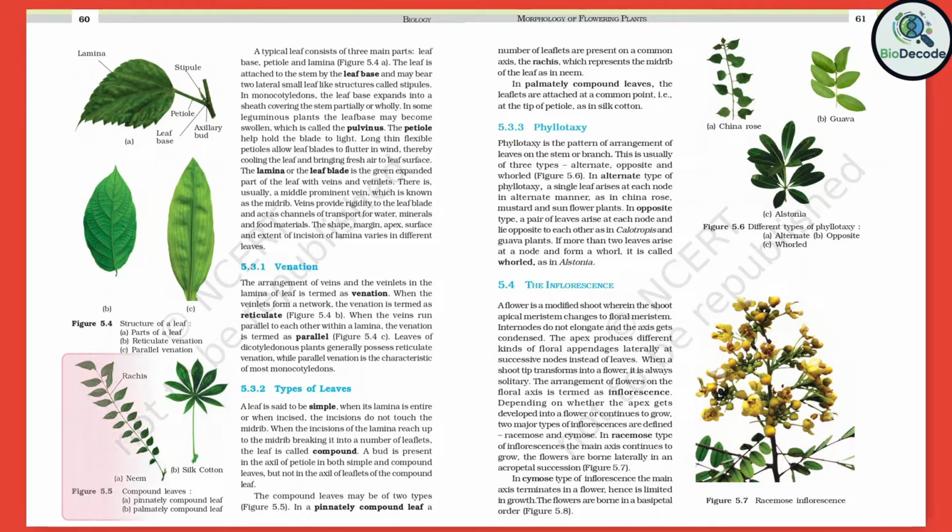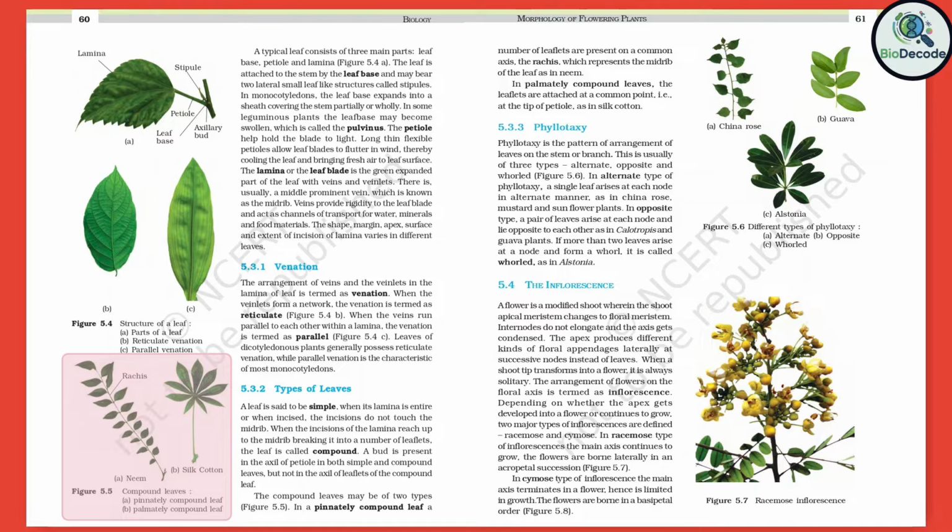Figure 5.5. Compound leaves. This figure shows two types of compound leaves, where a single leaf is divided into multiple leaflets. A. Pinnately compound leaf. Leaflets arranged along a central axis or rachis, resembling a feather. Examples include rose and neem. B. Palmately compound leaf. All leaflets radiate from a single point at the tip of the petiole, resembling the fingers of a hand. Examples include cotton and silk cotton.